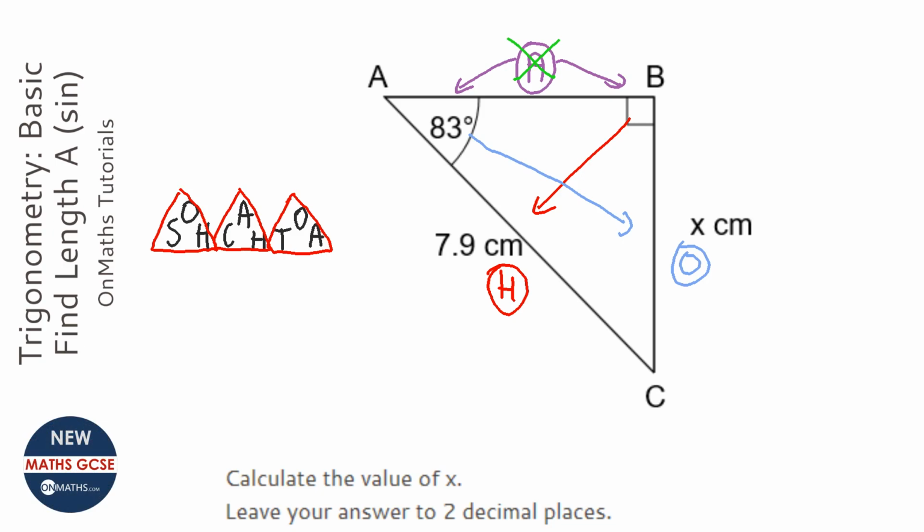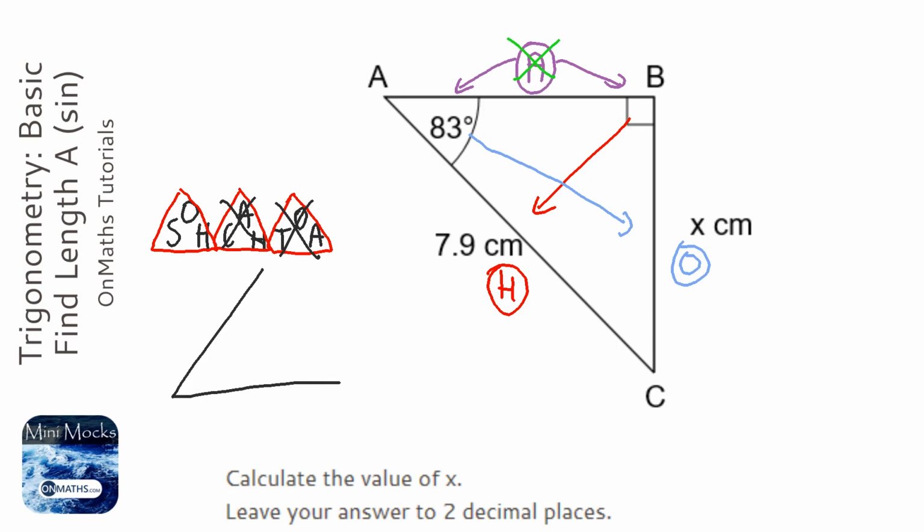Now, the next step is cross out the one that this question doesn't use. Now, this question uses the O and the H, and only one of these uses the O and the H. Well, we need an A in both this one and this one, so we're left with SOH. So this question's all to do with SOH.